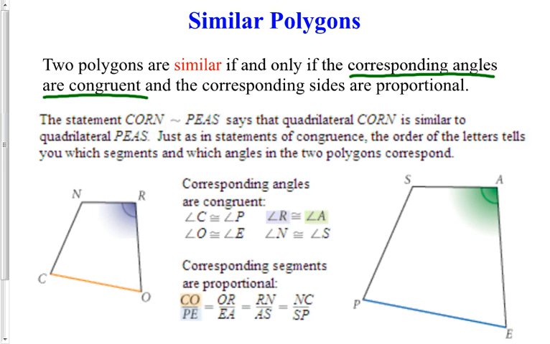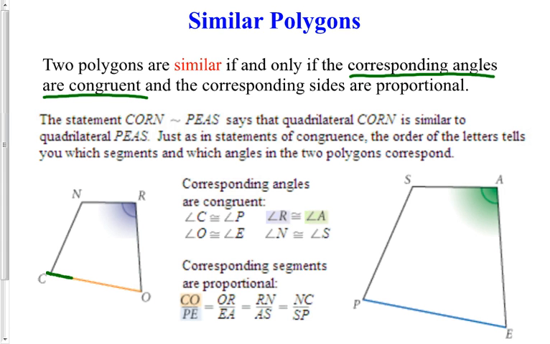They also tell us in these other statements, angle C is congruent to angle P, angle O congruent to angle E, angle N congruent to angle S. So we've taken care of that first part of the definition of similar polygons. Then we would have to check that corresponding segments or sides are proportional.